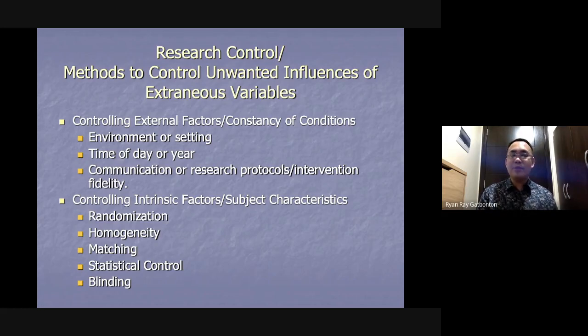When we say blinding, we do not know which is the intervention group or the control group. There can be 3 levels of blinding. The first level of blinding, or single blinded studies, are studies that blind the participants from knowing which is the control group and the intervention group. Or pwede rin na they don't know what is the experimental treatment. Okay? So that's the first level of blinding.